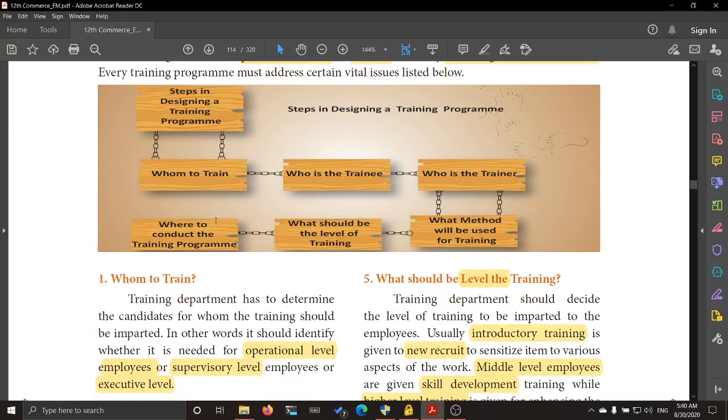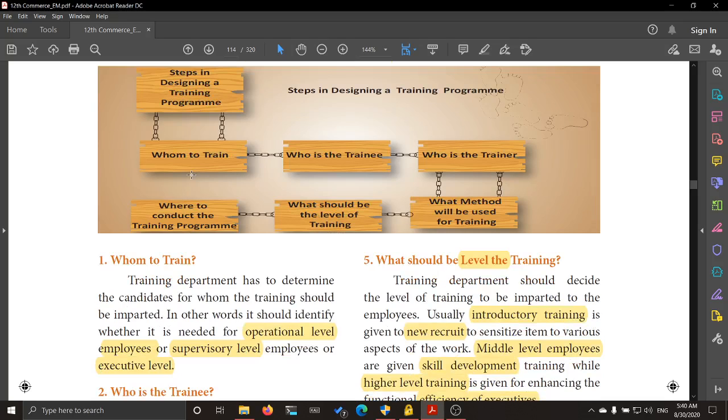Steps: first, whom to train. Whom do you have to train, and at what level? In an organization, there are 3 levels usually. The executive level, which is the highest level, then the supervisory level and the operational level. So whom you are going to train. Then who is the trainee? Next, who is the trainer? One who is going to train the trainee.